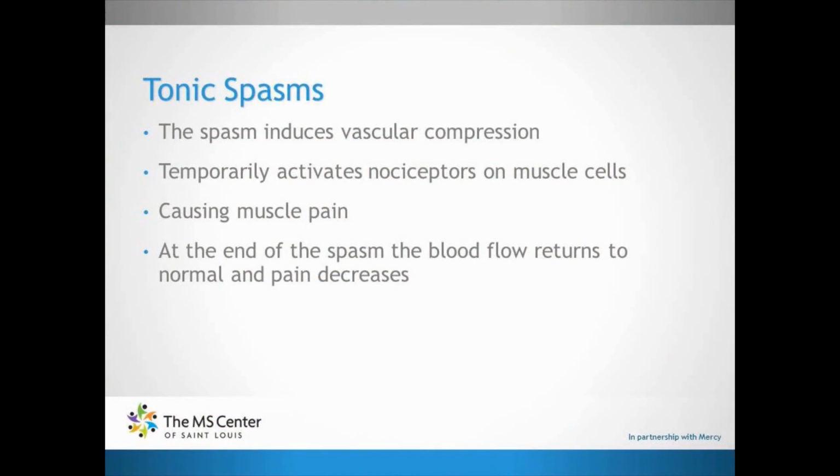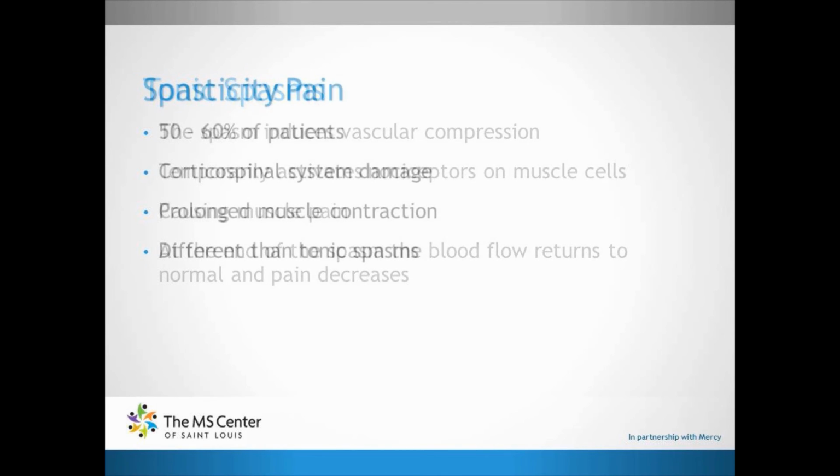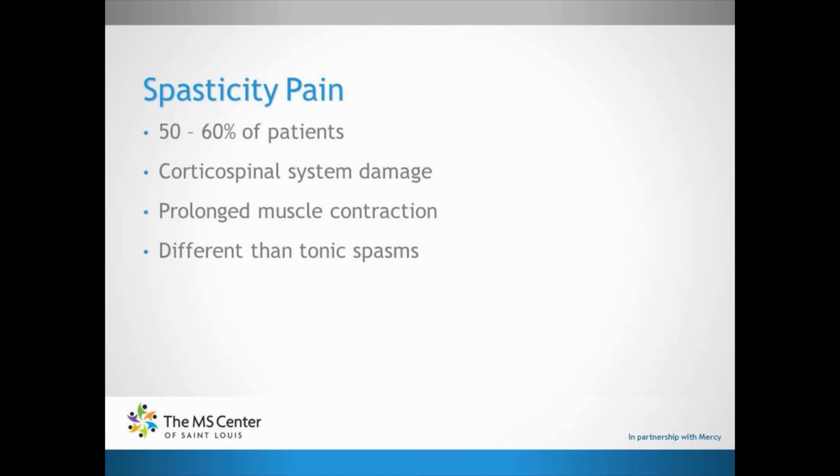What happens when you have a spasm? Well, when the muscle spasms, the blood vessels that run through that muscle or near to that muscle get compressed. And that activates those little sprouty things on the muscle cells. And that causes muscle pain. At the end of the spasm, the muscles calm down, the blood flow returns, and your pain goes away or decreases. That's different from spasticity.